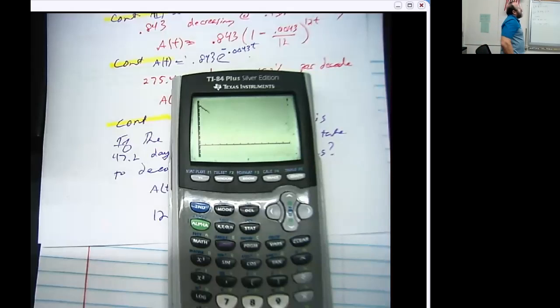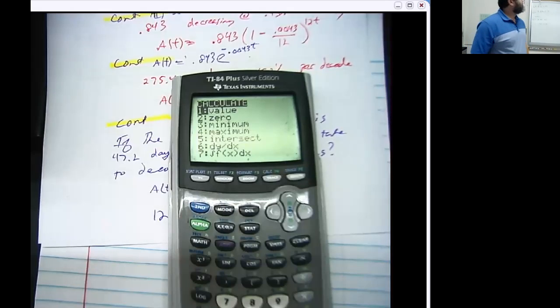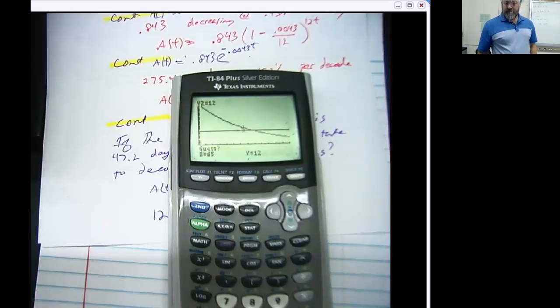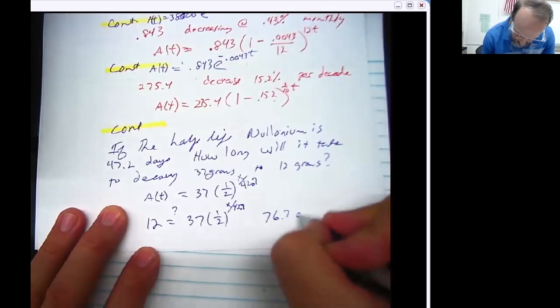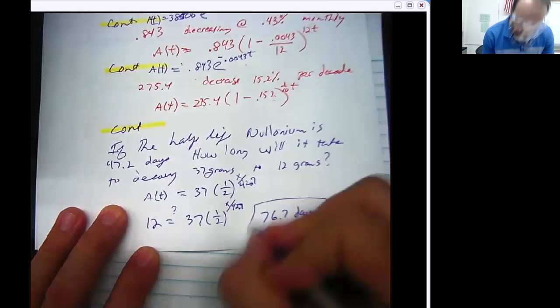And if we graph it, here comes nolonium. It's decaying down. Here comes my magic answer. I said I wanted it to be the number 12. What do I need to find? Oh, yeah. Let's calculate which one. That'd be the intersect. Ding, ding, ding. And so it looks to me like about 76.7 days. Is that okay? So it appears that in about 76.7 days, we will have that.